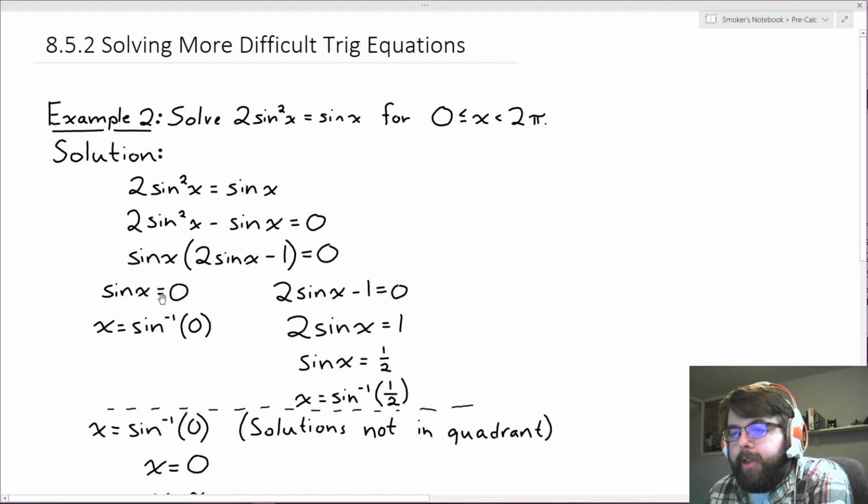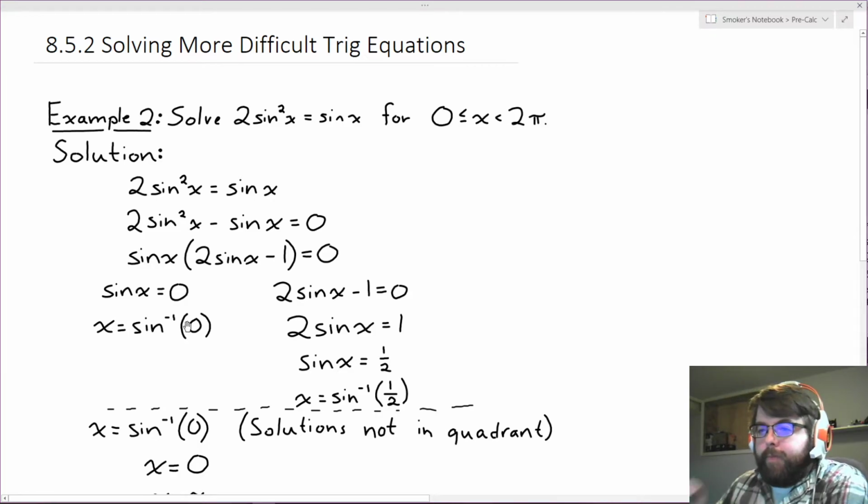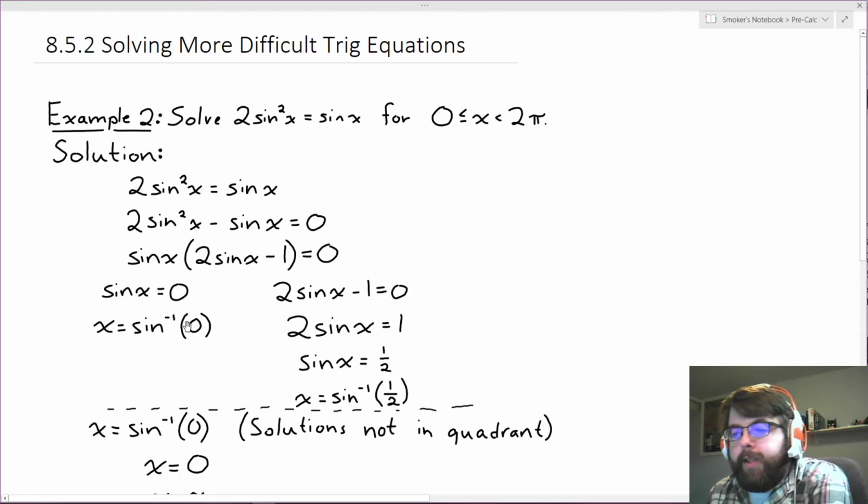I'm going to set sine x equal to 0. I'm going to set 2 sine x minus 1 equal to 0. So by canceling out, the thing that I told you not to do, changing this to 2 sine x equals 1, you would still get this branch, but you would lose this branch. And that would actually lose a solution. So what we have going on here is two branches.